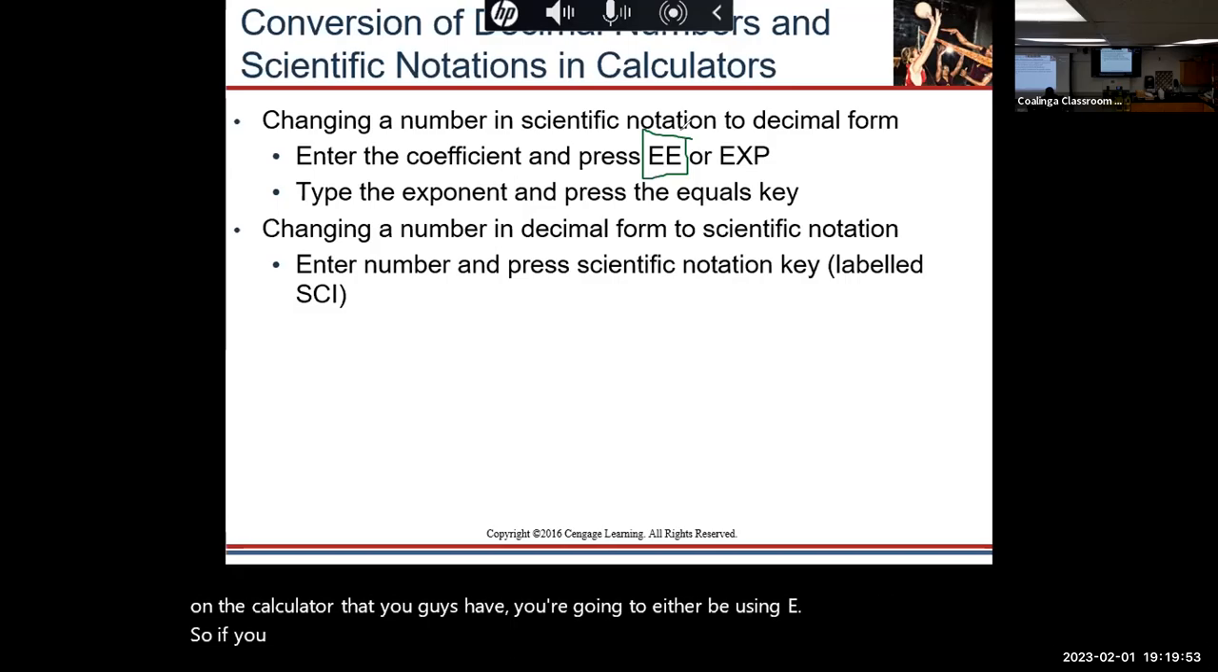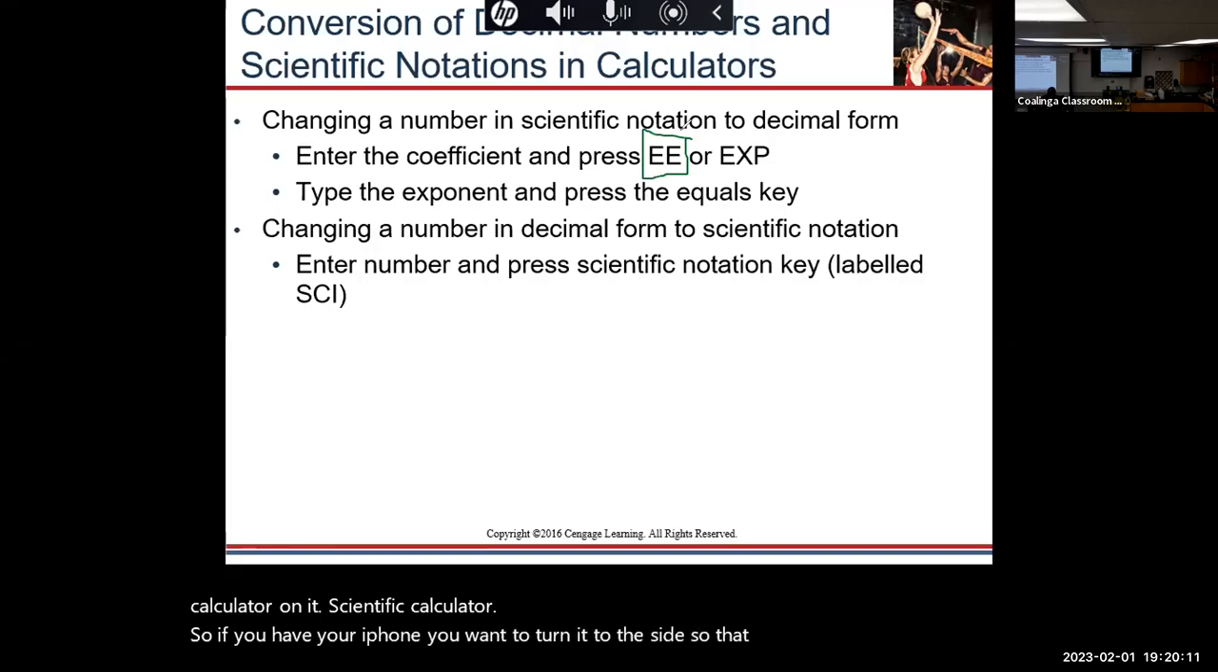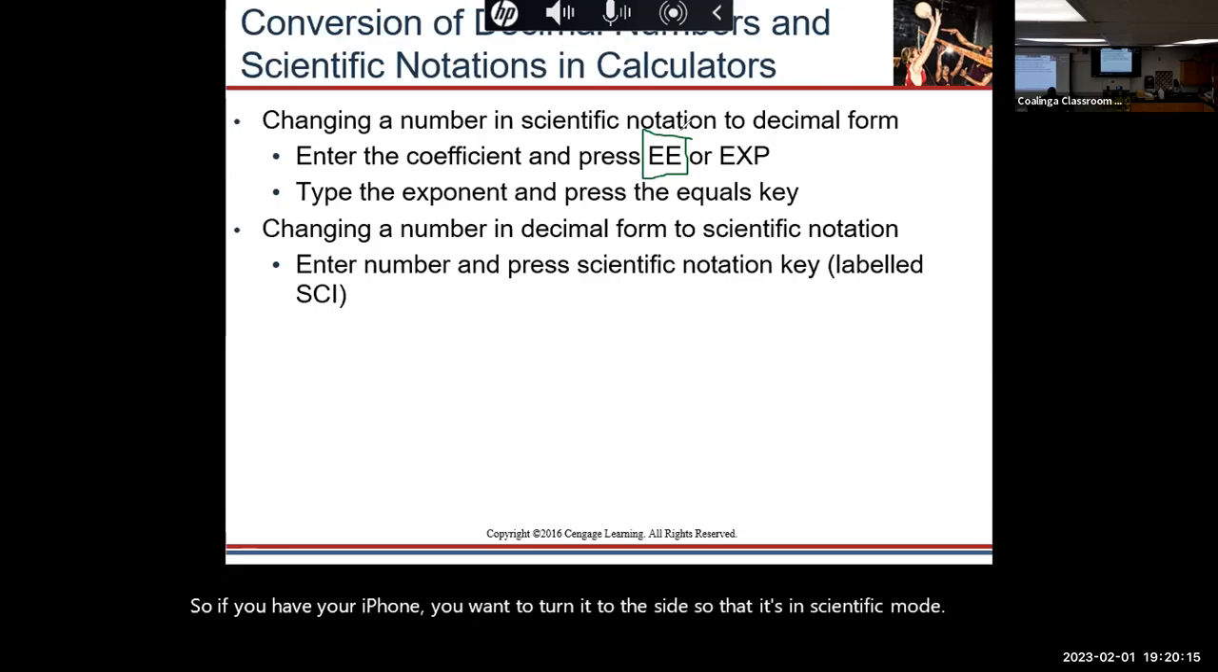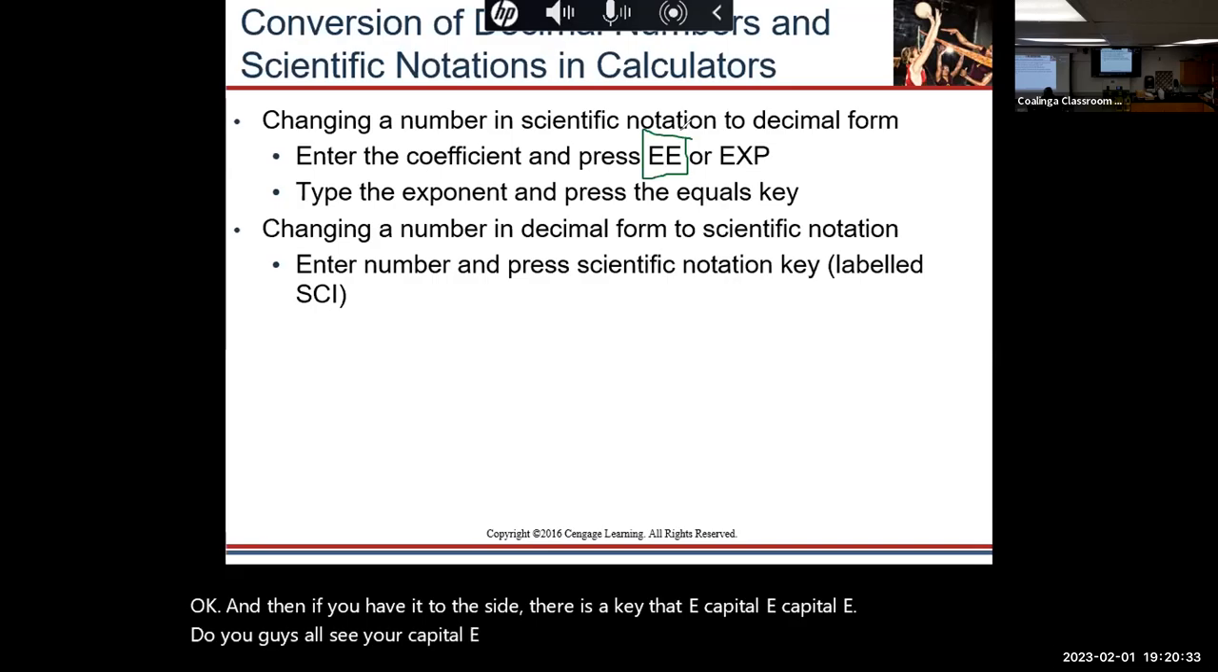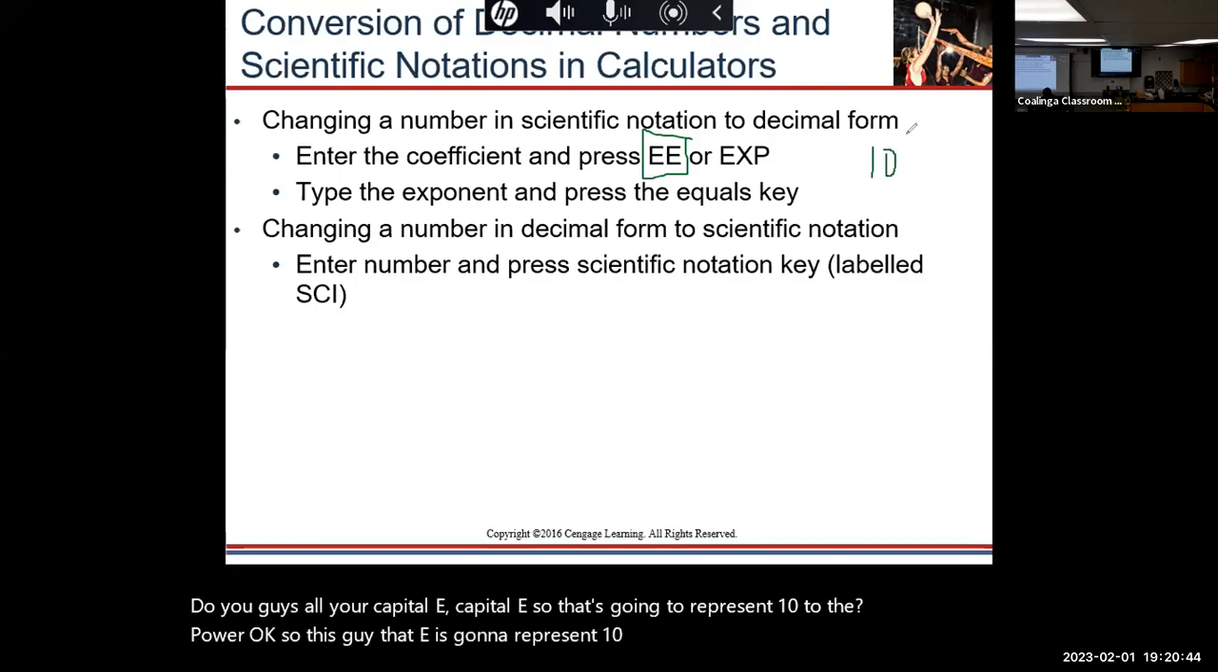How many of you have an iPhone available? Pull out your iPhone. Your iPhone has a scientific calculator on it. If you have your iPhone, turn it to the side so that it's in scientific mode. Then there is a key that says capital E, capital E. Do you all see your capital E? That's going to represent 10 to the power. So that EE is going to represent 10 to whatever power we're talking about.